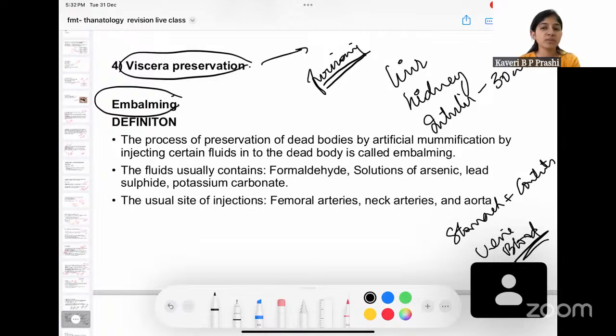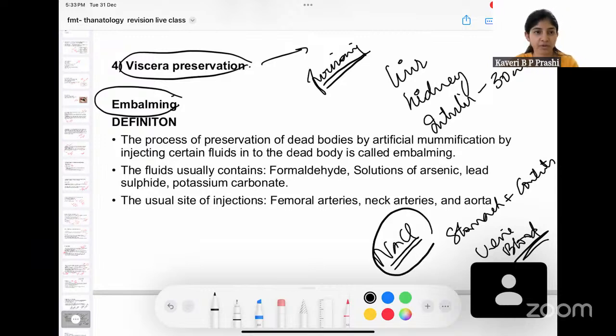Okay, so what is the most common preservative that is used? Nothing but sodium chloride, a saturated solution of salt, NaCl. This is something that we use often. Okay, this is for viscera preservation. When do we do viscera preservation? Whenever we suspect that the death occurred because of poisoning.